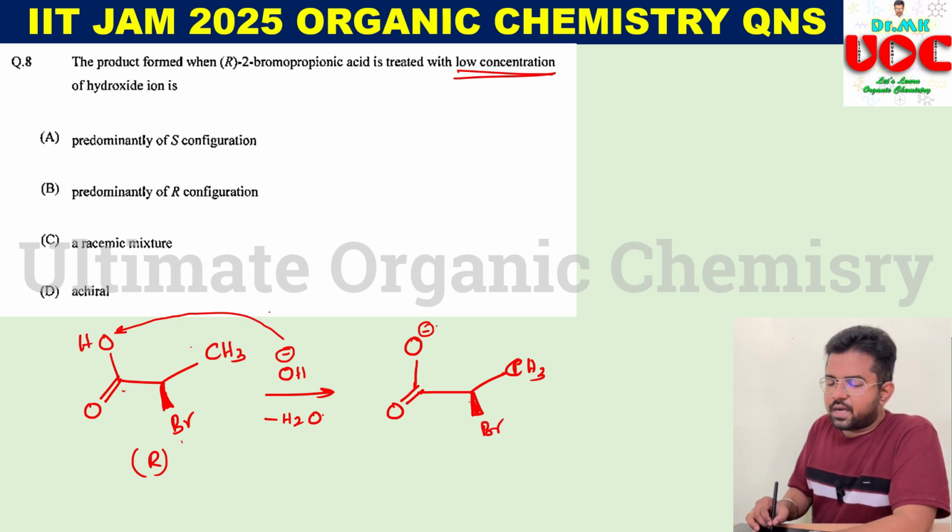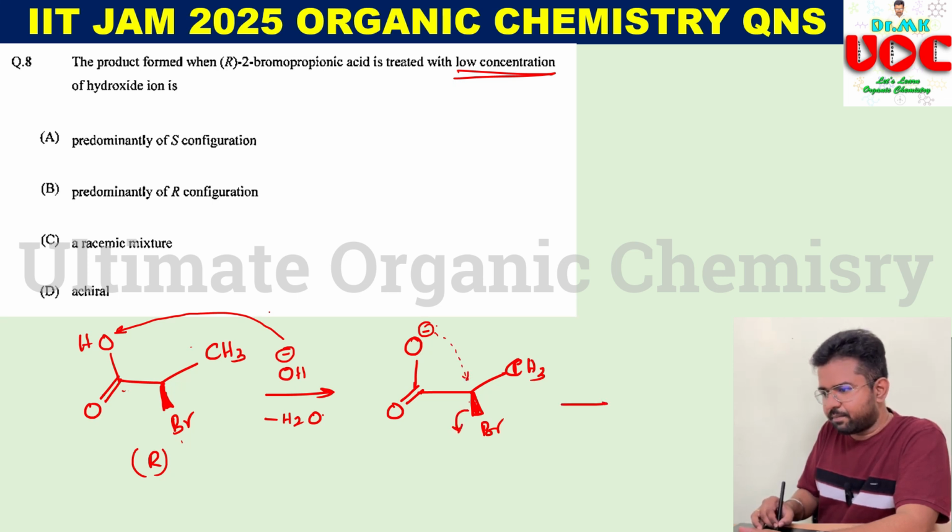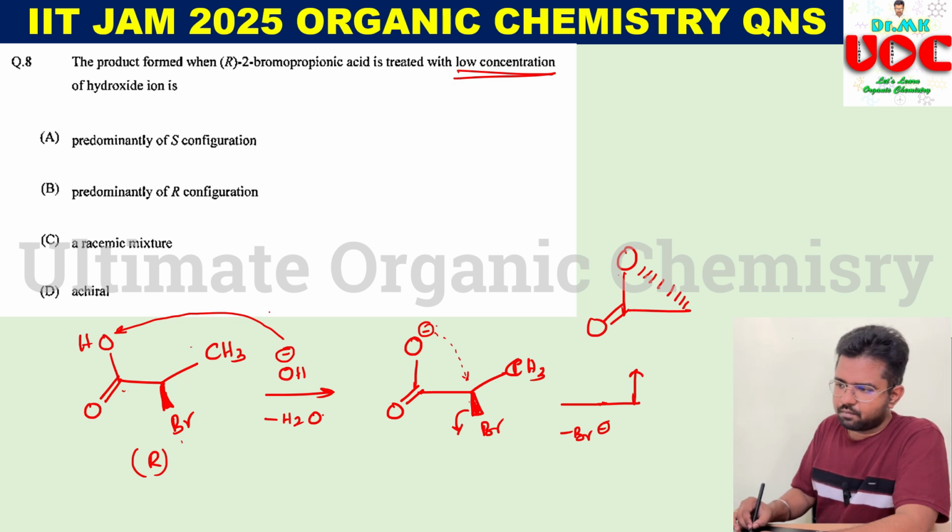So there is a leaving group here, and here you have a negative charge containing atom. Immediately neighboring group participation will take place. The leaving group is present on the front side of the plane, so the attack will take place from the back side of the plane. As a result, bromide ion will leave, leading to formation of an intermediate like this. So here you have the methyl group.